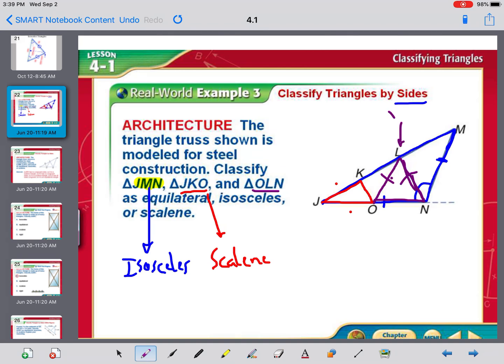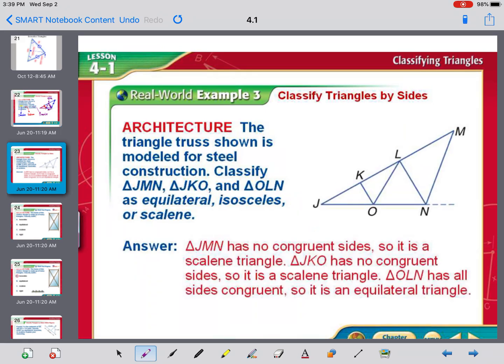And then OLN. OLN looks to me like those two are congruent. Like that's the vertex angle. And this is the base down here. That's what it looks like to me. If that's true, then it's isosceles. Now we'll see if we're right or not, and then we'll come back and talk about whatever we missed.